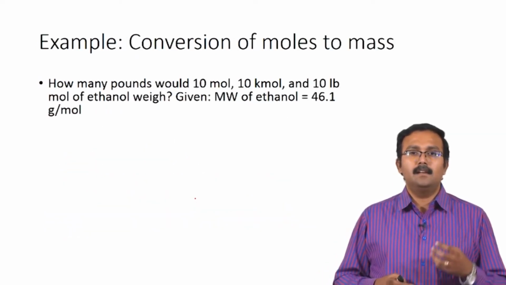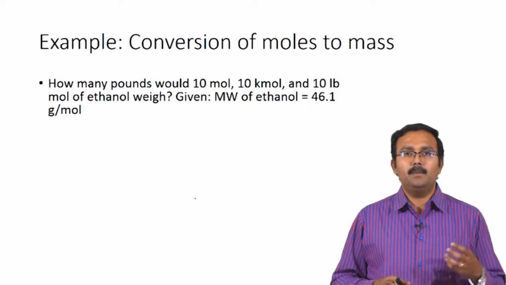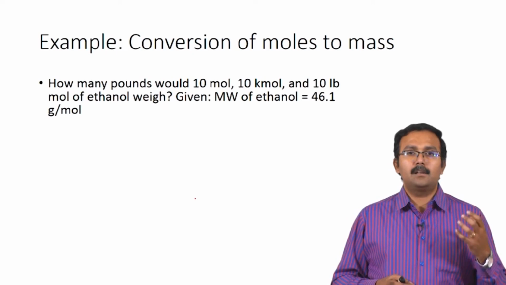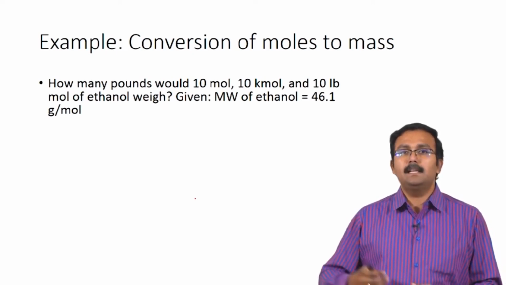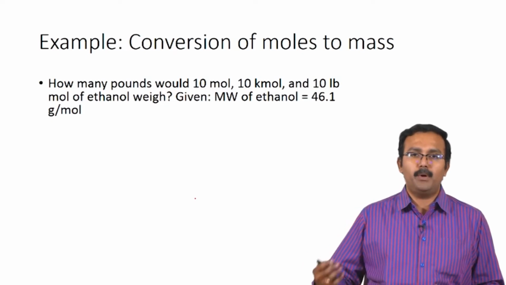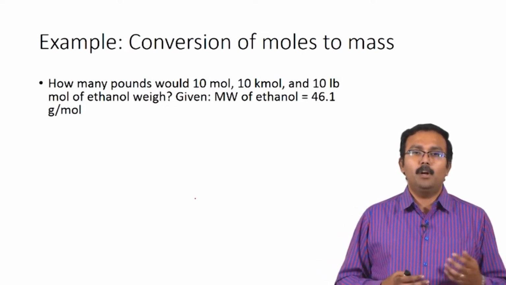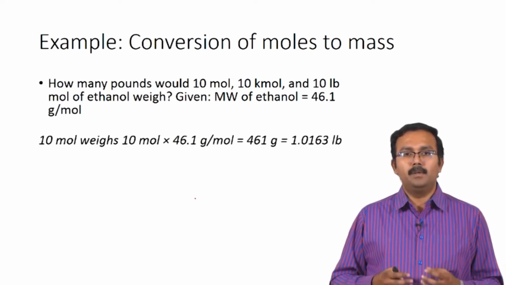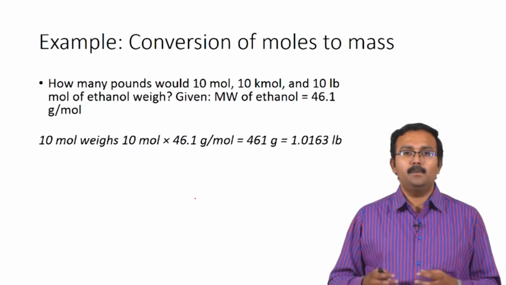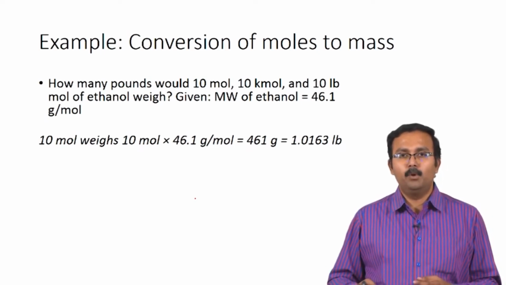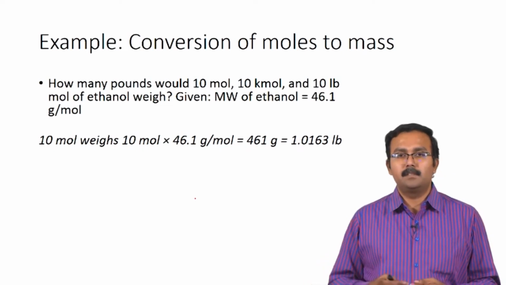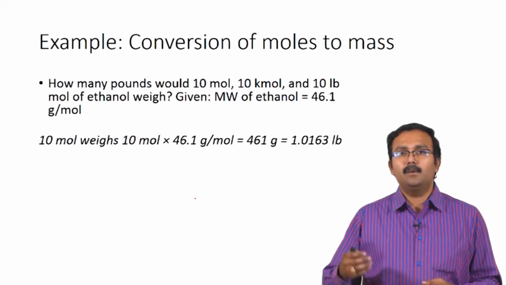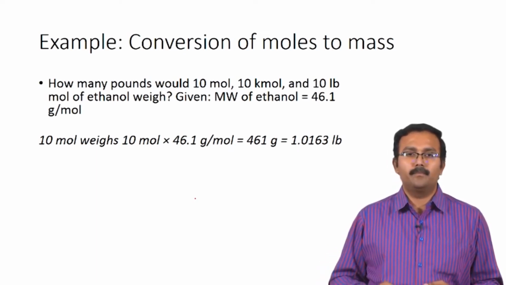To illustrate this, let us try and solve this example problem where we try to convert moles to masses. You have been asked to calculate the number of pounds which would be present in 10 moles, 10 kilomoles and 10 pound moles of ethanol, given that the molecular weight of ethanol is 46.1 grams per mole. 10 moles of ethanol would weigh 10 moles times the molecular weight, which is 46.1 grams per mole, giving you 461 grams. Converting this 461 grams into pounds, we would get 1.0163 pounds.